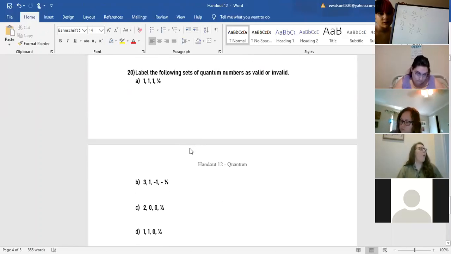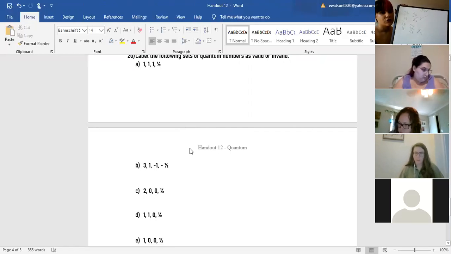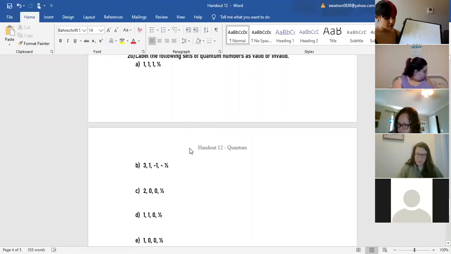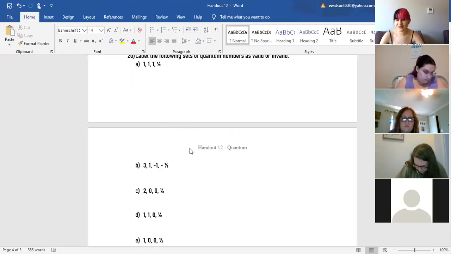Okay. Number 20, label the following sets of quantum numbers as valid or invalid. So this is a question that I pulled either from a past exam or a past quiz, one of the two. Either way, this is a question that was written by Ms. Adams. So you can guarantee you will see a question like this on your exam. So let's walk through this.